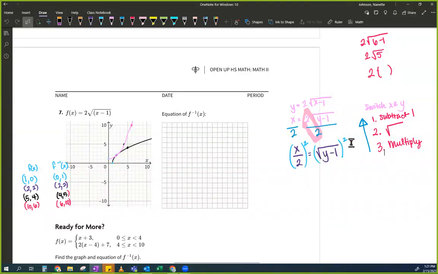So let's go over our inverses really quick. I'm going to say something, you're going to say the inverse. Ready? Adding.